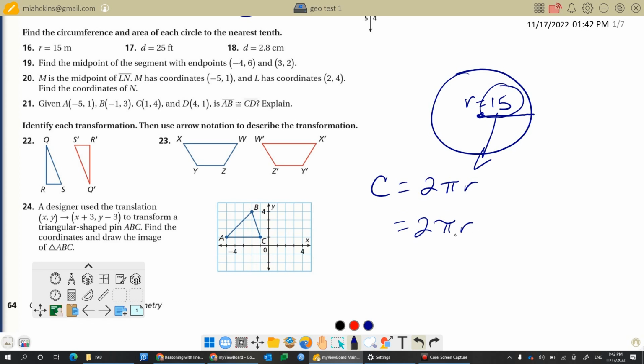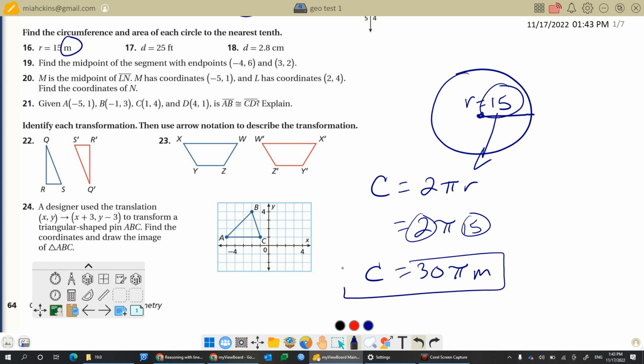So we can run that through here. This is going to be 15, so this is going to be 2 times 15, which is 30 pi. So then we're done there, but we cannot forget that this is meters. If we were on Khan Academy, we would be done because they would ask us in terms of pi, but this time it's to the nearest tenth. So the nearest tenth means to 1 decimal place.